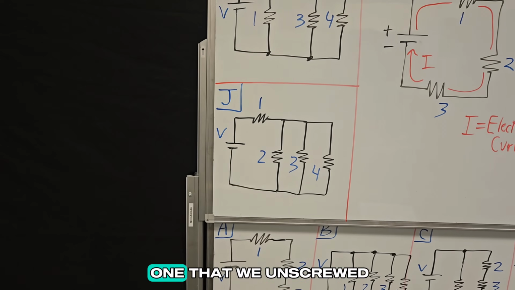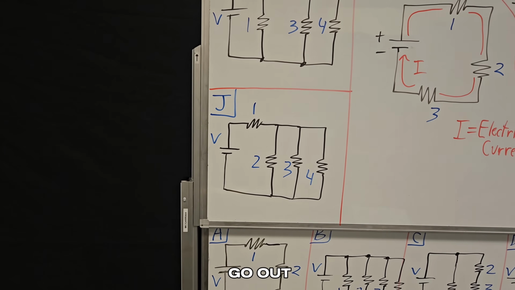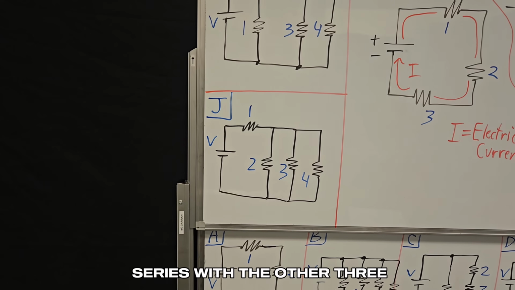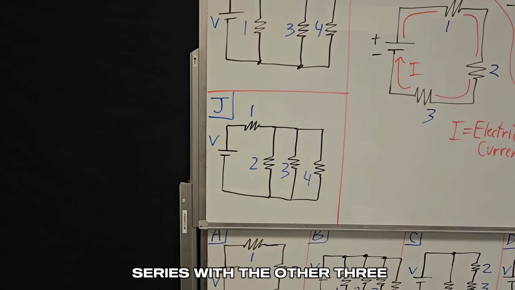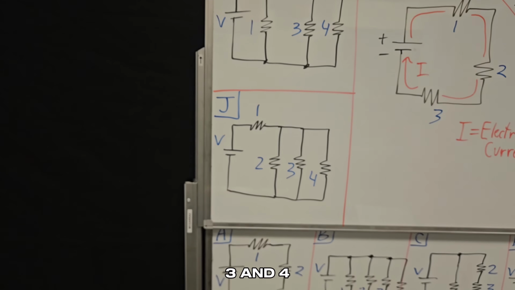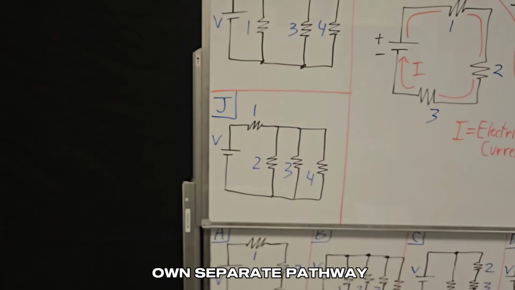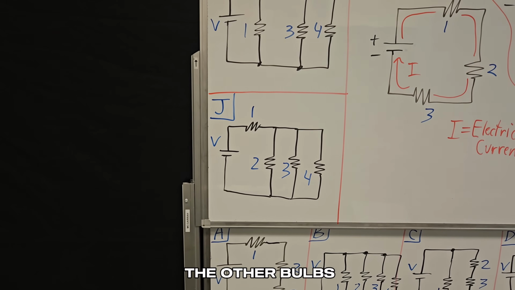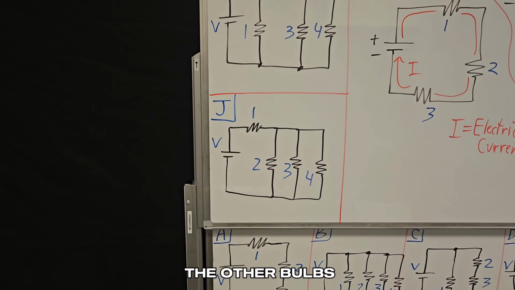Bulb 1 was the one that we unscrewed and it caused all the other bulbs to go out. And so that makes sense because it's in series with the other 3. And then notice that bulbs 2, 3, and 4, when I unscrewed those, because they're on their own separate pathway, they did not affect the other bulbs.